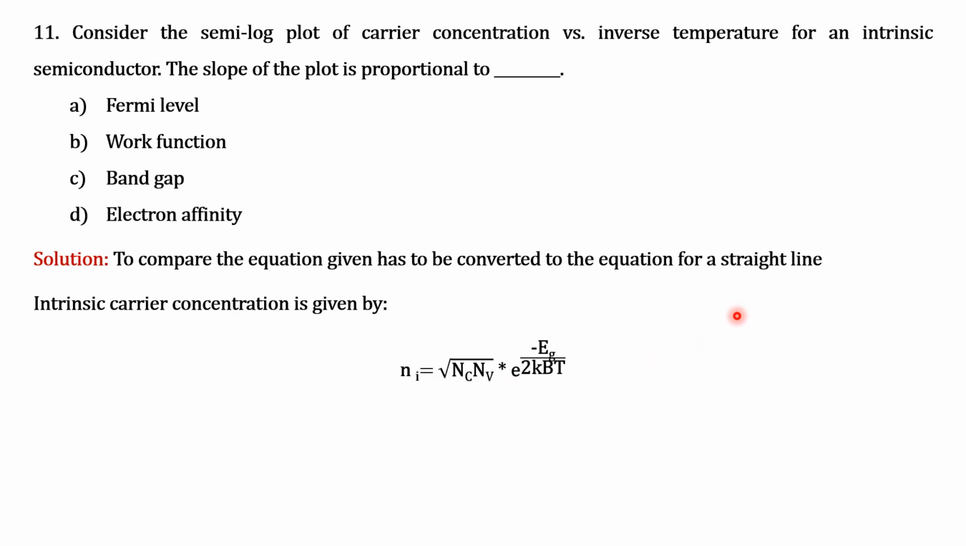So in order to compare the slope of this equation, we have to convert it into the type of y is equal to mx plus c, which is the equation for a straight line. So how do we do that? That is done by taking log on both sides.